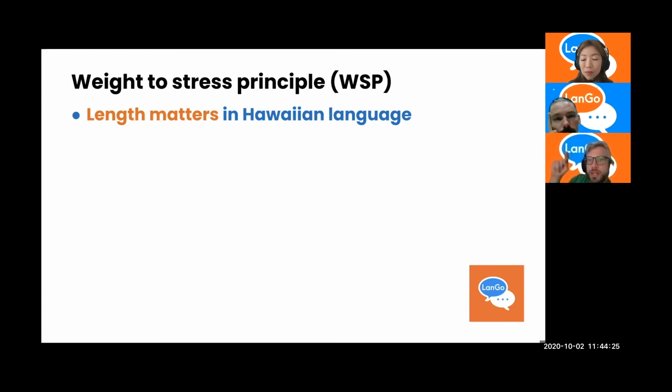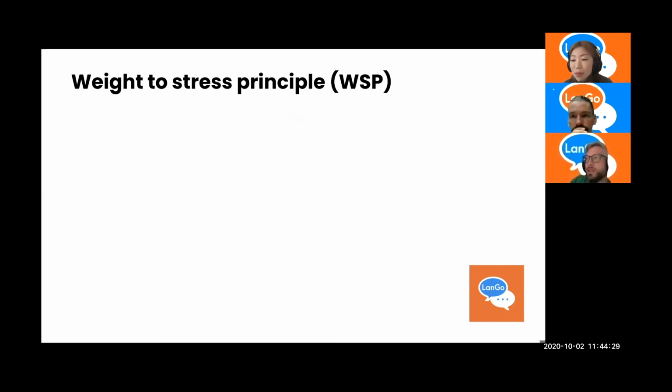Across languages, there's a conspiracy, a phenomenon which seems to apply to many of them, which is that either stress lands on heavier syllables or heavy syllables are only allowed when they're stressed. That's a matter of analysis. We just call the phenomenon the weight to stress principle. But it could be the reverse too. It could be a stress to weight principle. So length matters in the Hawaiian language.